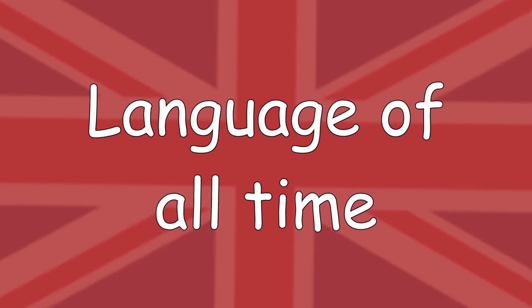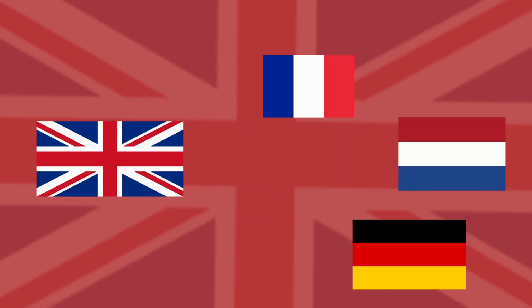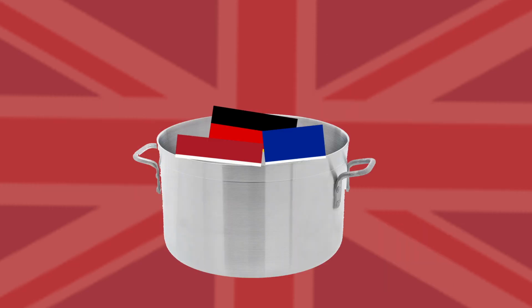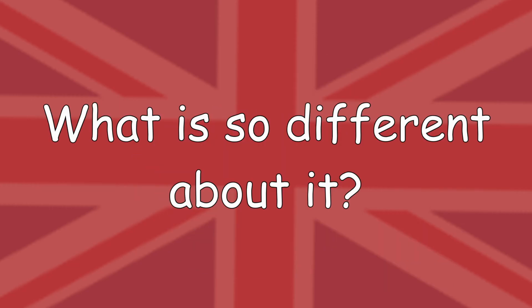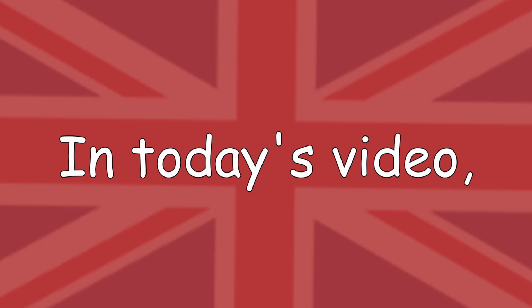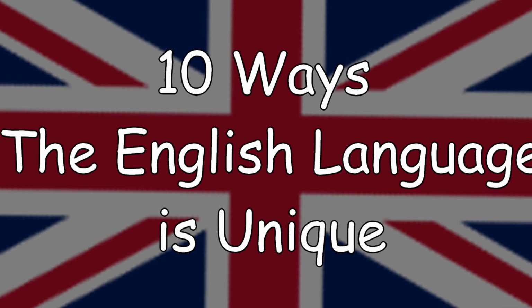The English language is definitely a language of all time. It's fairly different from its relative languages, and over time has become kind of a hot pot of multiple languages. But what makes English so different from its relatives? In this video, I'm going to go over 10 ways the English language is unique.